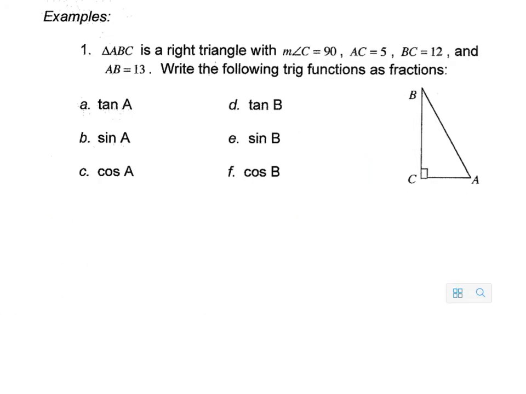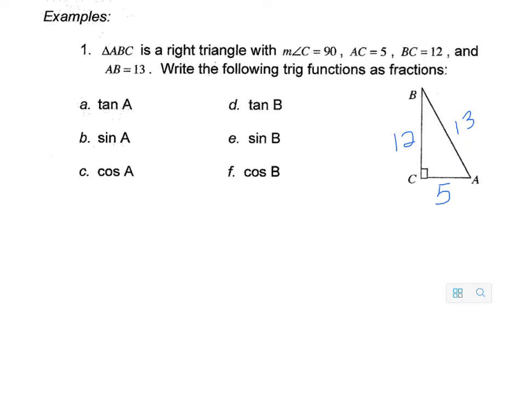Alright, they want us to actually write trig functions as fractions using the following information. In triangle ABC, which is a right triangle, the measure of angle C is 90 degrees. A to C is 5, B to C is 12, and A to B is 13, which makes sense because 5 squared plus 12 squared will give me 13 squared. So they want me to write the trig ratios from that triangle as fractions.